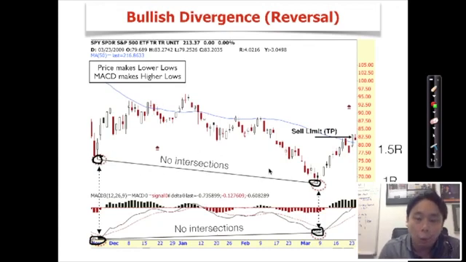Price makes lower lows, and MACD makes higher lows. So there is a divergence. You see that? But if we connected here to here, and we connected here to here, there's no divergence. So we won't do that anyway, right? Now, would you connect this one to this one? Could you do that? No, you can't. Why? Because if you connect this one to this one, guess what happens?